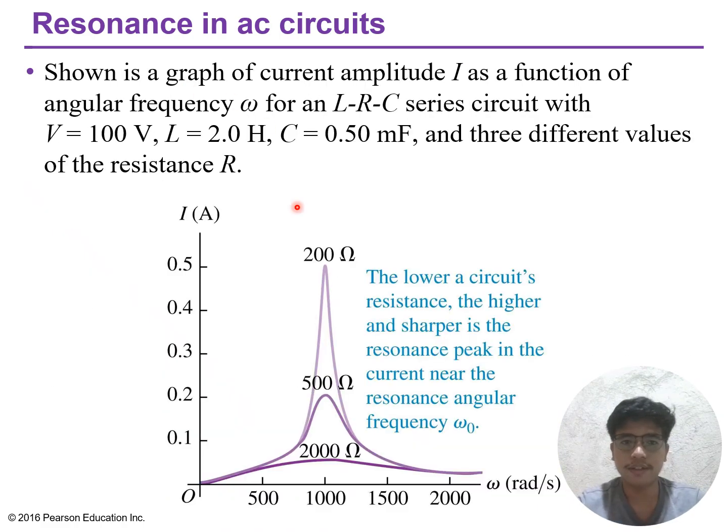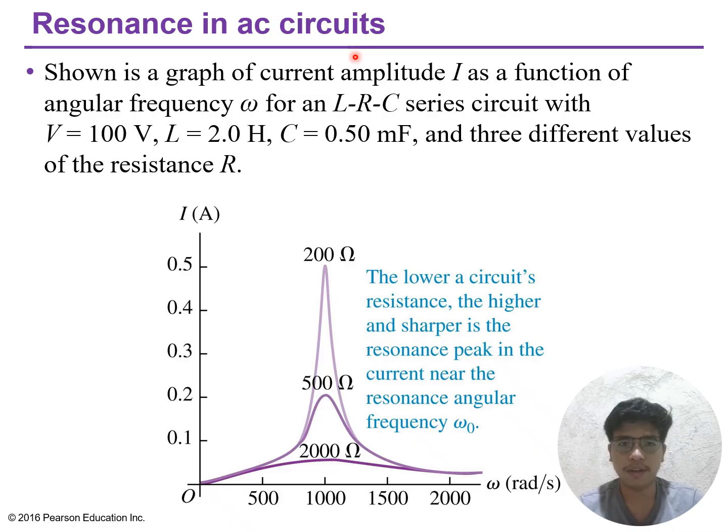Resonance enables applications like radio tuning, adjusting omega naught to a desired station, and bandpass filters. As you can see, this graph shows current amplitude I versus angular frequency omega for the LRC series circuit with V equal to 100 volts, L equal to 2.0 henries, and C equal to 0.50 microfarad, and three resistance values: 200 ohms, 500 ohms, and 2000 ohms.